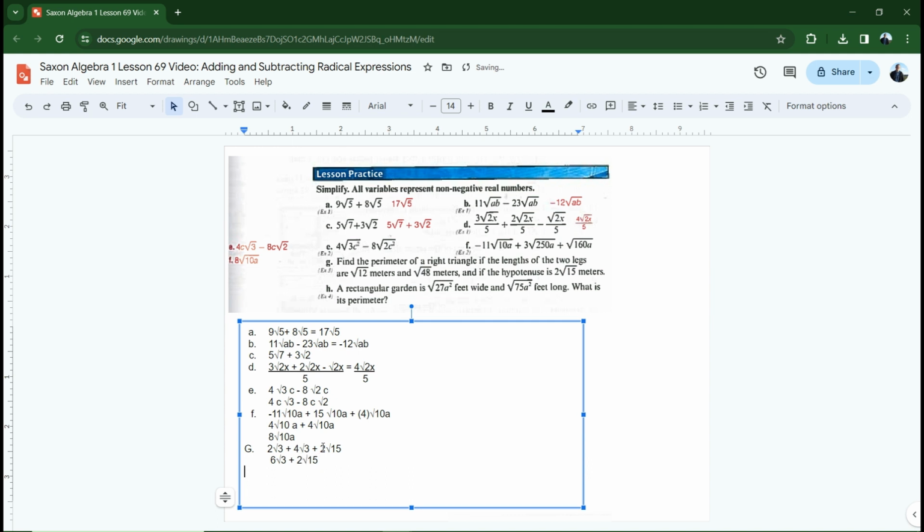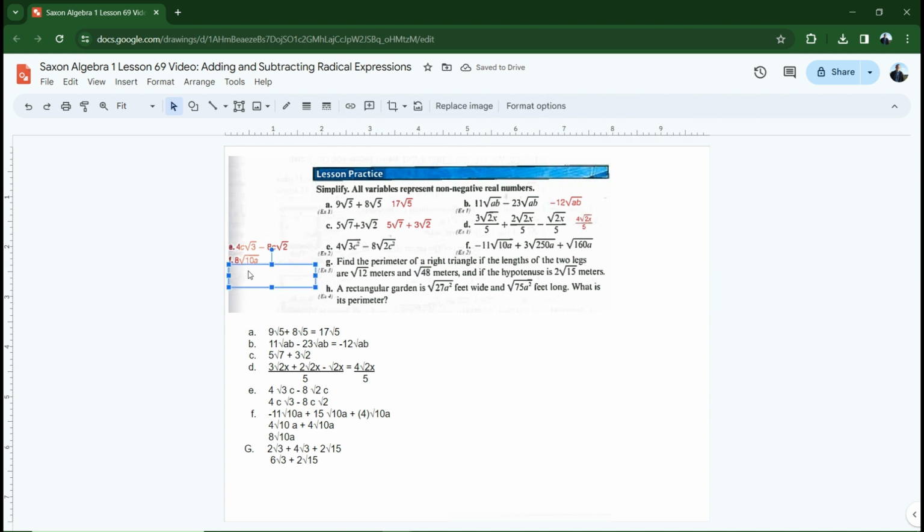All right, and then letter H. Let's just check our answer there. Make sure we're right. 6 square root of 3 plus 2 square root of 15.